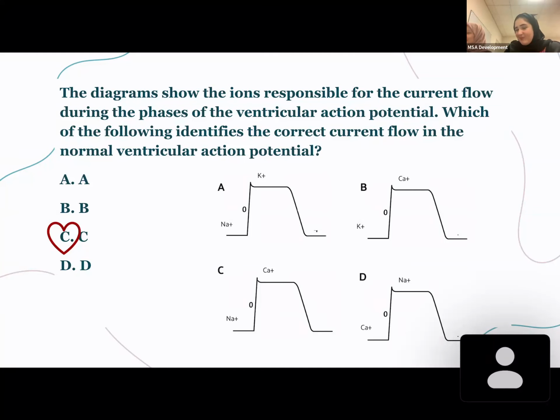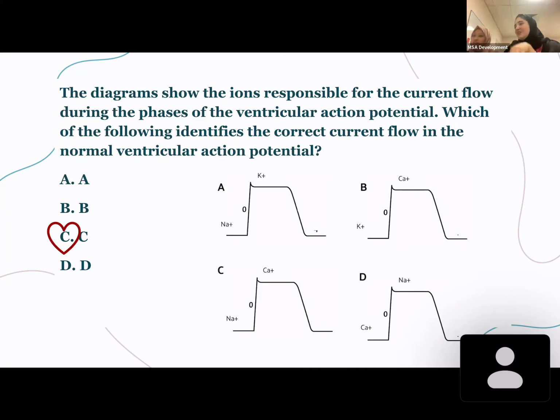Wait, but I think it's a typo. Yeah, maybe. I think it's B because, as you guys said, usually potassium. No, it's not C. It's wrong. I think there's a mistake in the heart.